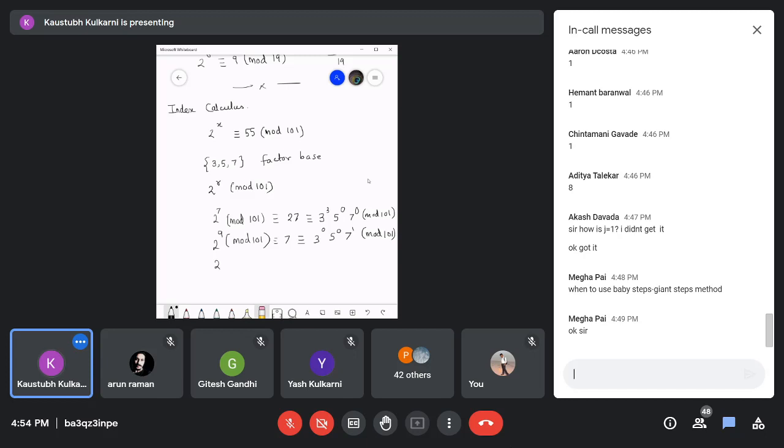Then let's take the next number as 2 raised to 17 mod 101, and it is difficult to calculate this directly. So we found it for 2 raised to 9, and for 2 raised to 8 it's a bit tough to go this way. Basically we'll do this for different powers of 2.